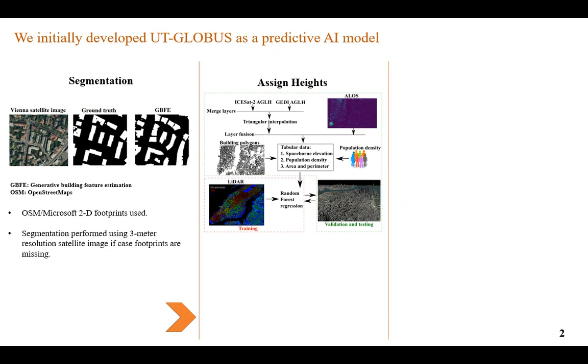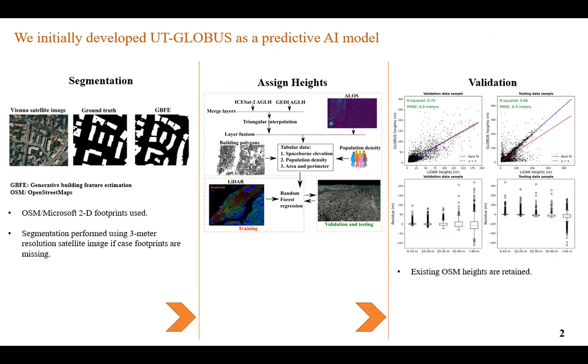To do that, we use a lot of spaceborne products. One is the Advanced Land Observing Satellite, or ALOS, and then we used a couple of spaceborne altimeters. One is GEDI, which was previously talked about, and the other one is ICESat-2. We also use the population density, because a higher population density concentrated in a smaller building footprint would correspond to taller buildings, as you can imagine. Next, we validate. So we used a random forest model, by the way, to assign the heights.